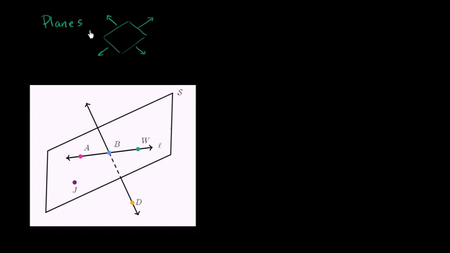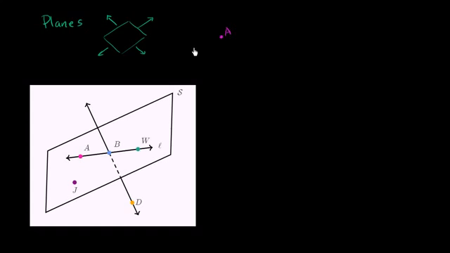Now the question is, how do you specify a plane? Well, let's think about it a little bit. Could I specify a plane with one point right over here? Let's call that point A. Would that alone be able to specify a plane? Well, there's an infinite number of planes that could go through that point.